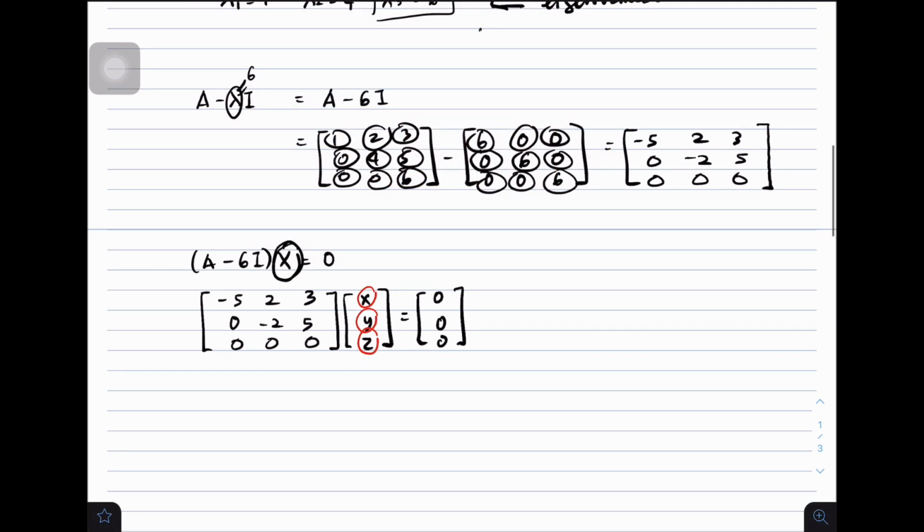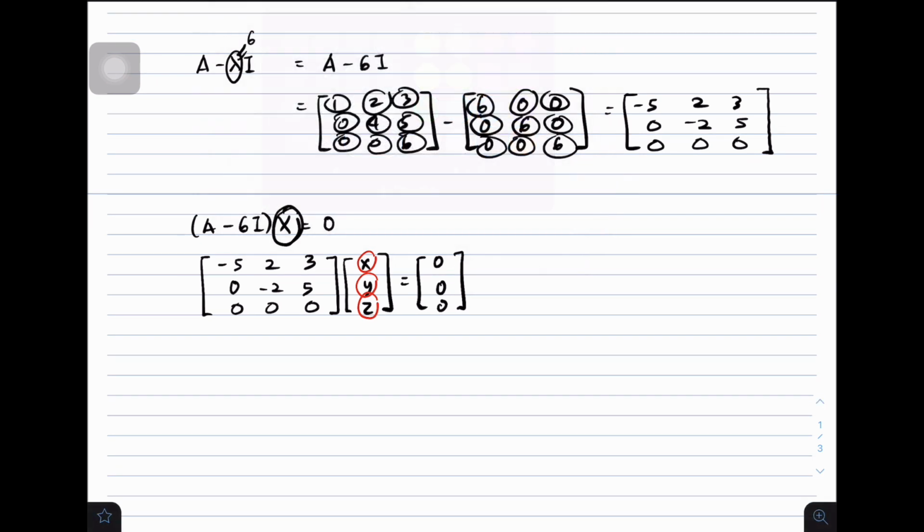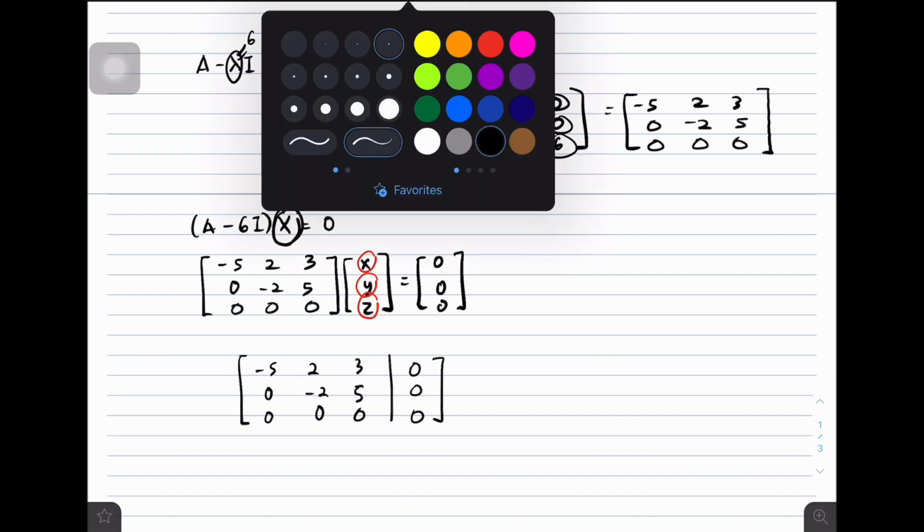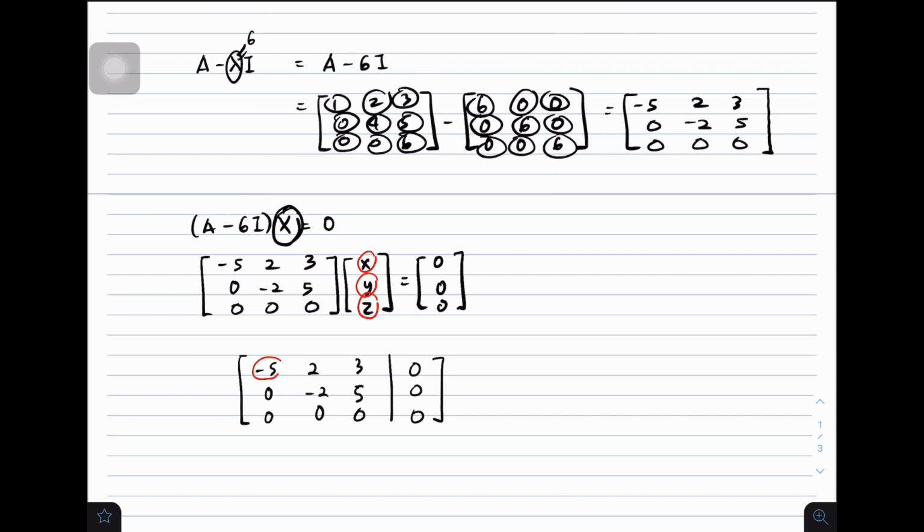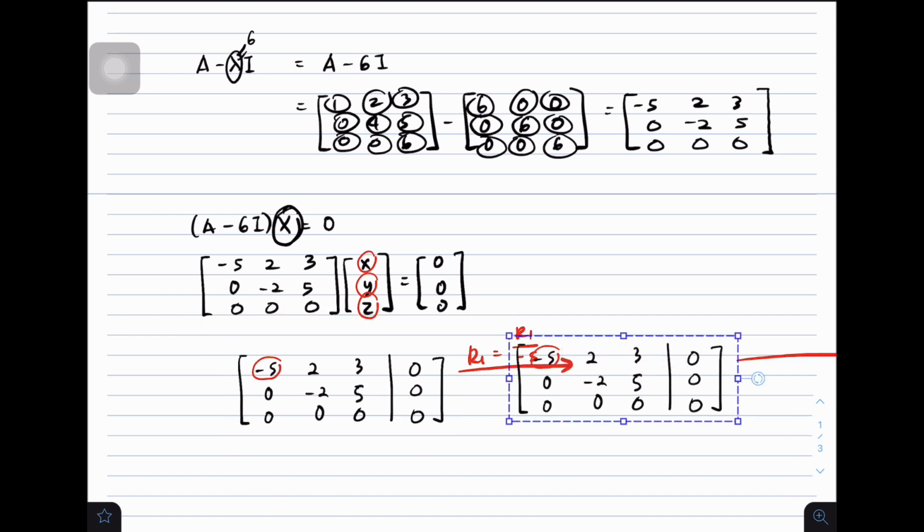So the first thing you need to do is write this in augmented matrix form. So you will have negative 5, 0, 0 here, 2, negative 2, 0 here, 3, 5, 0, and your B matrix, which is 0, 0, 0. Then you need to reduce this to row echelon form. So you need to make sure this first entry is equal to 1. How to make it equal to 1 is simply by dividing your row number 1 by negative 5. It will give you the new matrix where row number 2 and row number 3 are the same.